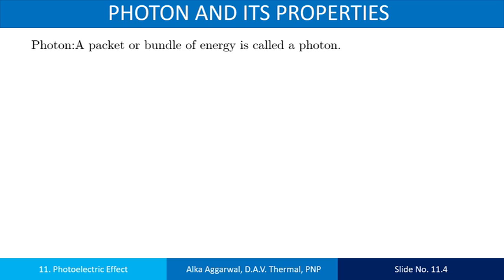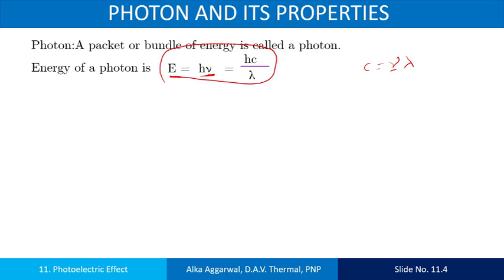So what is a photon? A photon is a bundle of energy. If the frequency of the light is nu, then the energy of the photon equals h into nu. As you know the relation c is equal to nu lambda, so nu is equal to c upon lambda. So the energy can be obtained by using the relation either h nu or hc upon lambda.